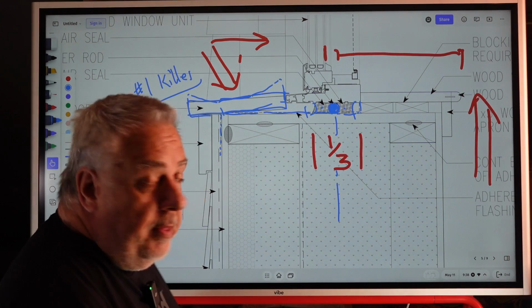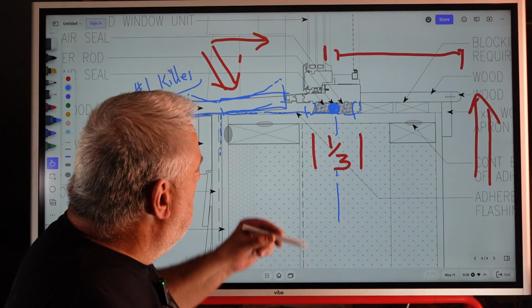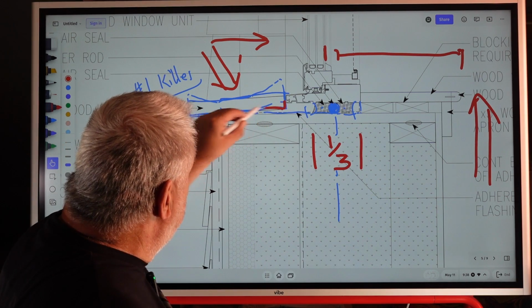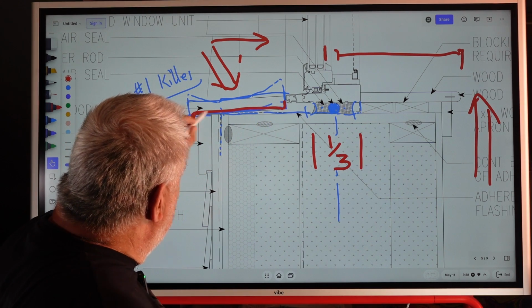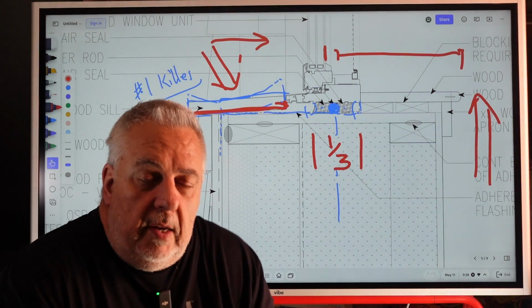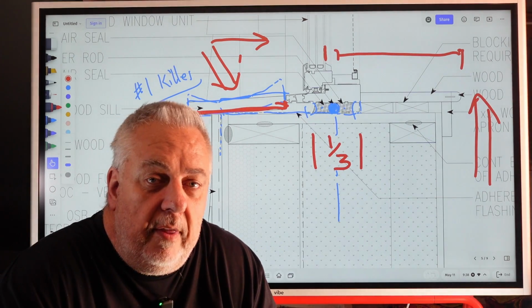Now, working with Schuco and some of the Euro companies, they actually make a metal sill that can be integrated here and basically screwed into the window. So we can take that out of the picture there.